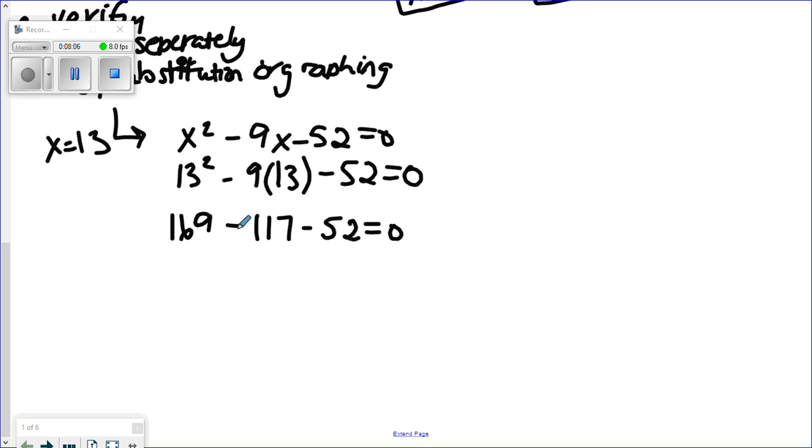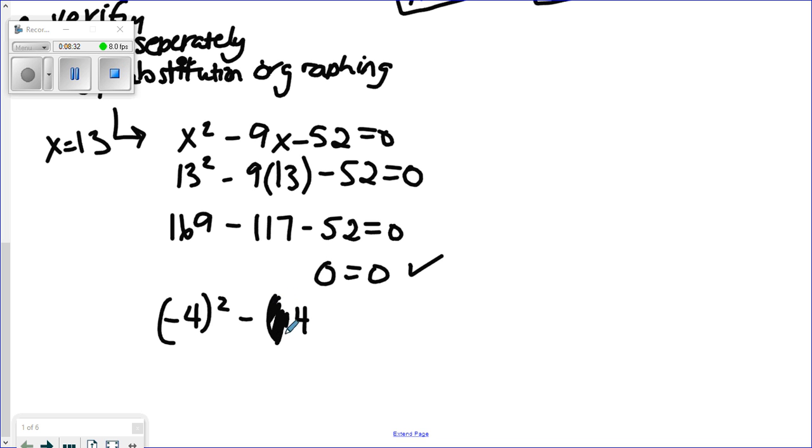So 169 subtract 117 is 52. 52 subtract 52. So since my left side of my equation equals my right side, we know that 13 is a valid solution. So now we can try substituting in negative 4 for x. So we have to do these separately. It's not like you can plug them in both at once.